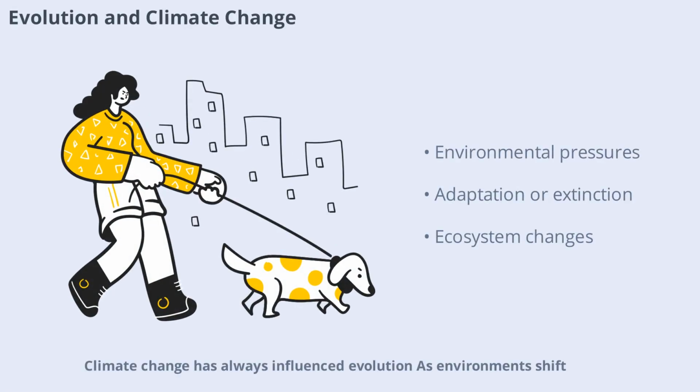Climate change has always influenced evolution. As environments shift, species must adapt, migrate, or face extinction. Today, rapid climate change is putting pressure on many species, challenging their ability to adapt quickly enough. Studying evolution helps us predict which species might survive and how ecosystems will change.